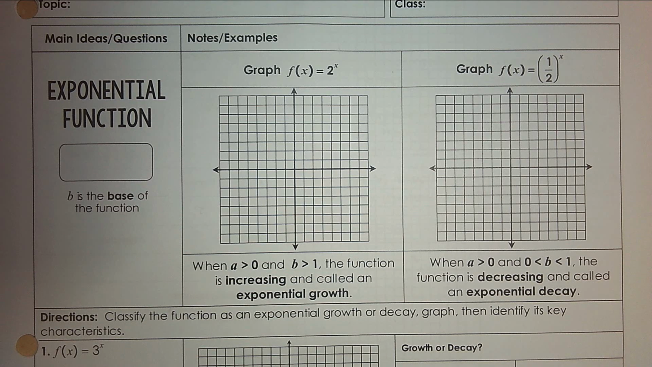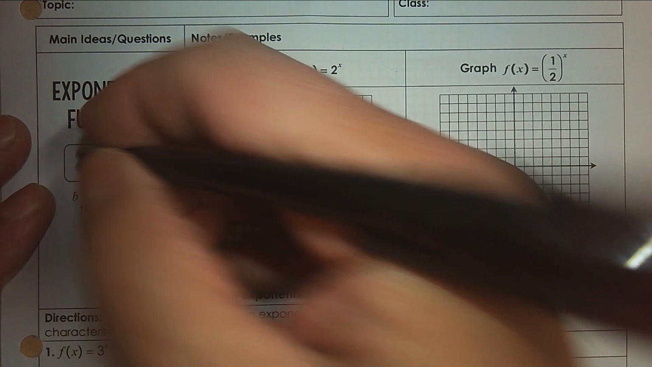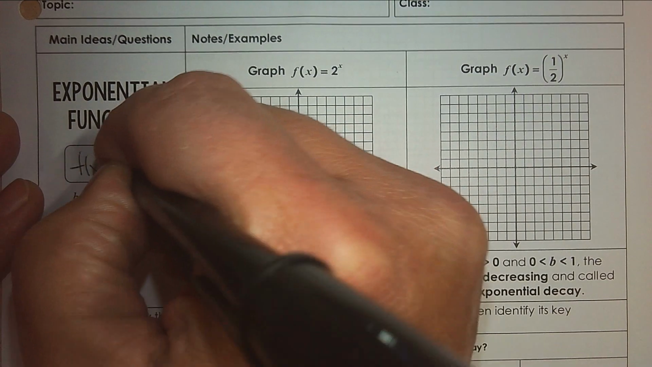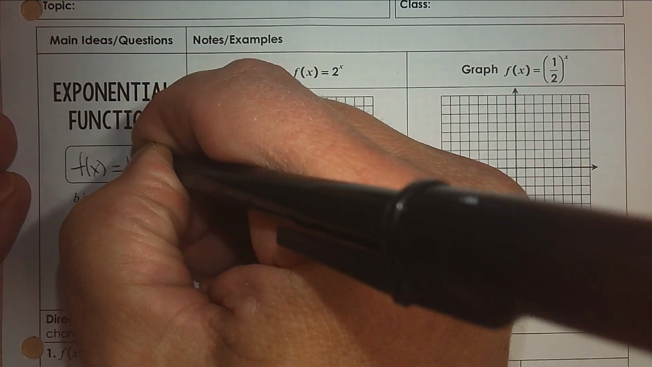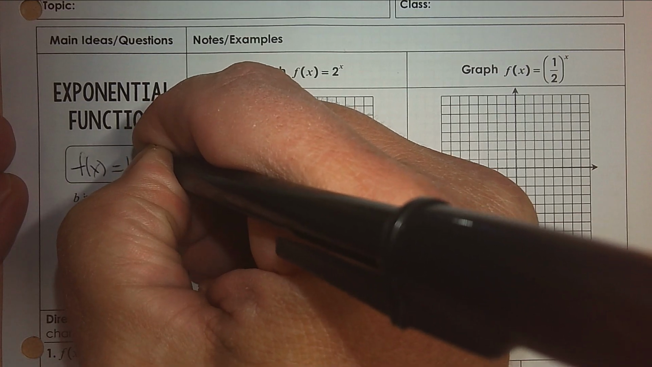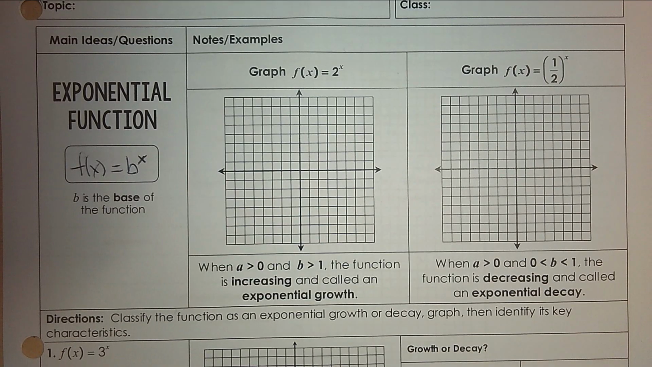How do we graph exponentials? So what does an exponential look like? What does the function look like? And it looks like this. We have a base, and in the exponent is a variable. So very simply, if the variable is in the exponent, we call it an exponential function.